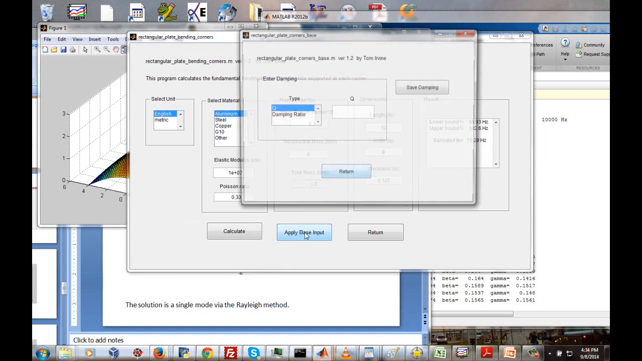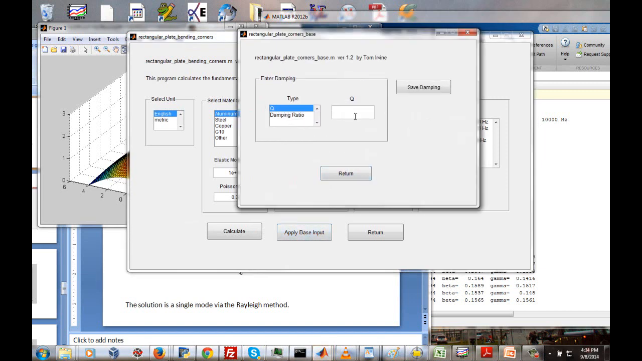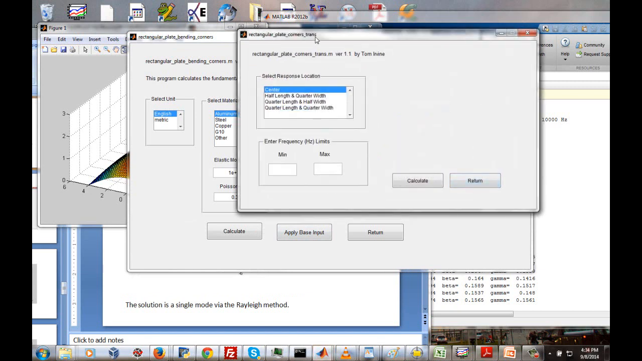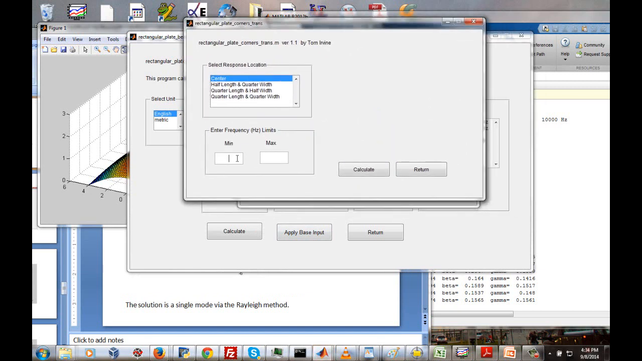We're going to apply base input. We're going to take Q equal to 10. Now, it's going to be uniform for all modes, but there's just one mode. Let's take a look at the transmissibility here. Center of the plate. Let's go 10 to maybe 500 hertz. Calculate.